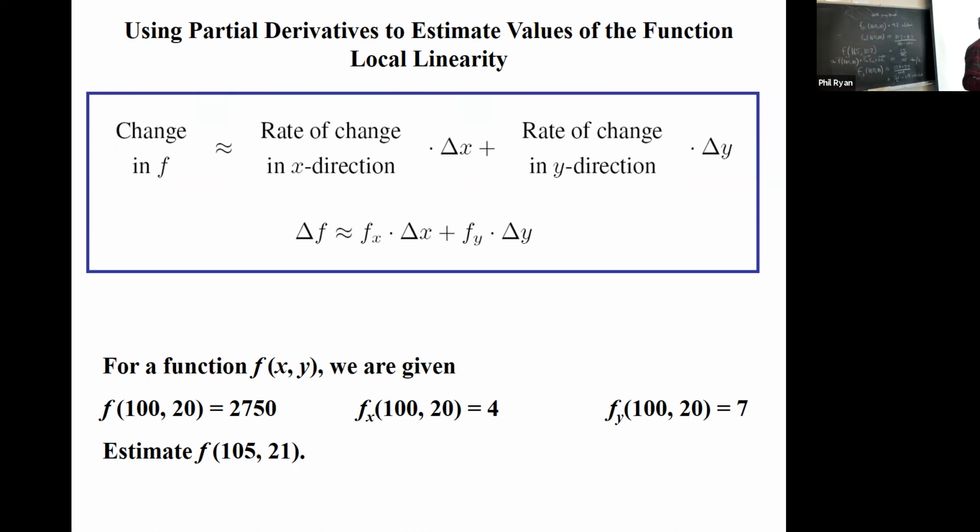So that's the kind of stuff we did before. So this is what we're doing here. When we've got two variables, we can approximate the change as being the change that's due to x changing and the change that is due to y changing. And we can just add the two changes together.